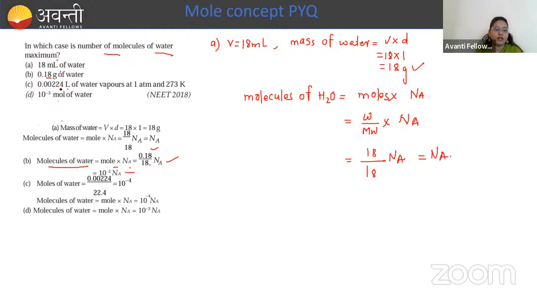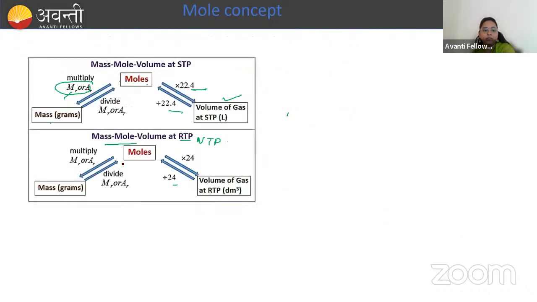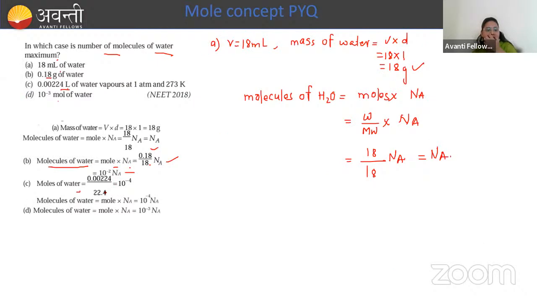For the next one, the water volume is given. So the moles of water will be equal to volume divided by 22.4. I have just shown you the formula for calculating moles. So in order to calculate the moles, I have divided the volume given to me by 22.4. Like this way, you will get the moles.